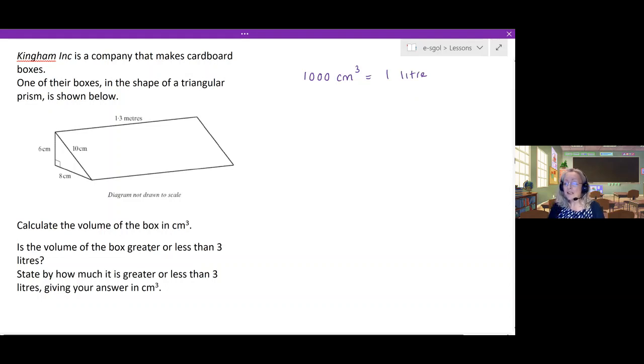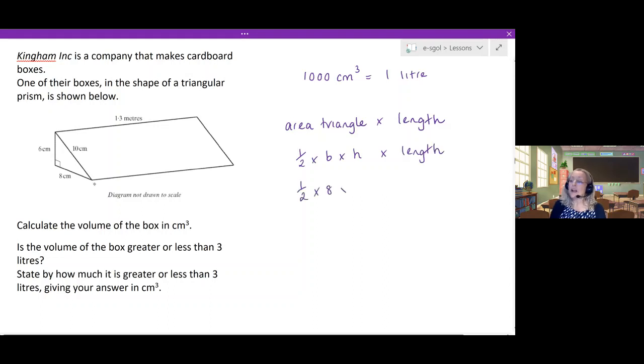So I've got to calculate the volume of the box in centimetres cubed. And again, I've been given too much information on this one because I am going to need to do the area of the triangle multiplied by the length of the prism. But what I've been given here is my base of my triangle, so a half times the base times the height multiplied by the length. And the base of the triangle is 8, so I can write that in, and the height of the triangle is 6. But here I have been given up here the length of my prism as being 1.3 meters.